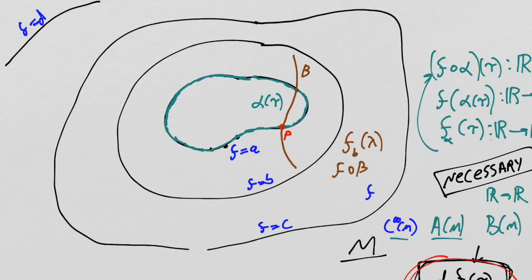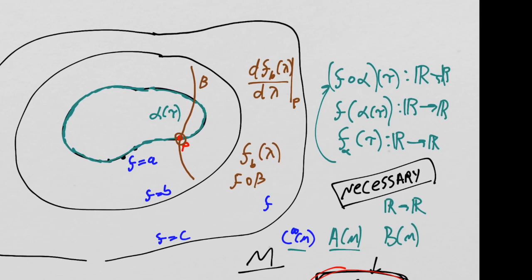And that curve will, in fact, have a derivative, right? The derivative of f of beta of lambda with respect to lambda will, in fact, have a value at P. And I can take this derivative and evaluate it at the point P, right? And that will be a number. Now, when I say evaluate it at the point P, let's make sure we understand that, right?